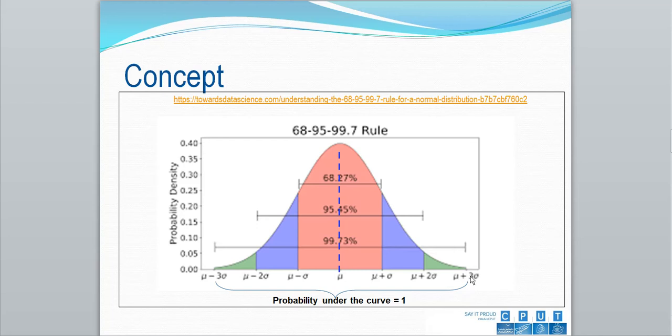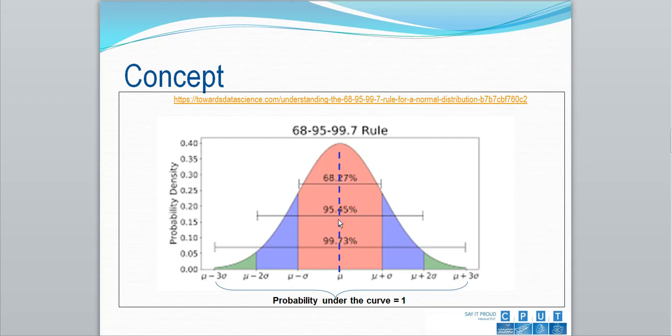So if the standard deviation is small, then the width of the curve will be narrower. Whereas if the standard deviation value is bigger, then the width will be wide. There's also what is called an empirical rule, which is the 68-95-99.7 rule. What does this rule mean?